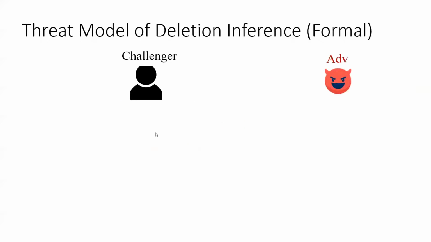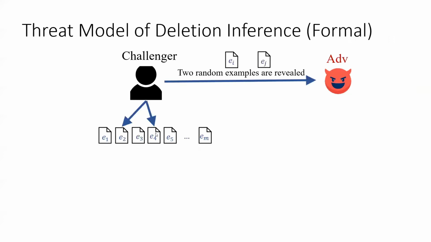We now formally define the security game of deletion inference. There are two parties, a challenger and an adversary. The challenger first picks a dataset with size m. The challenger then picks two examples, EI and EJ, and sends them to the adversary. The challenger then trains a model with the learner. The adversary has Oracle access to this model before the next step.